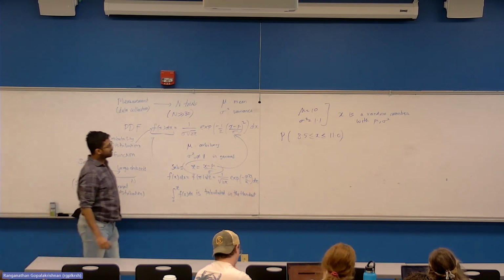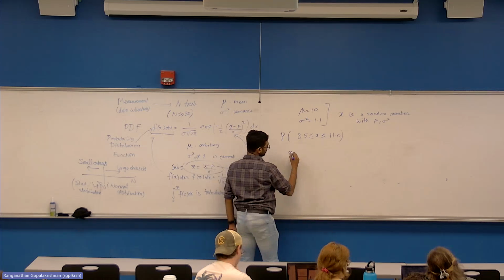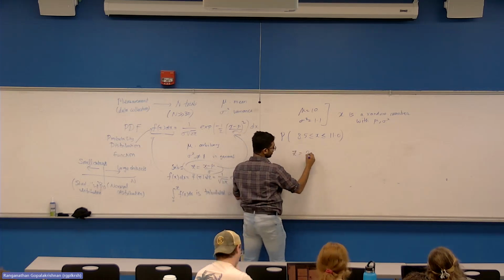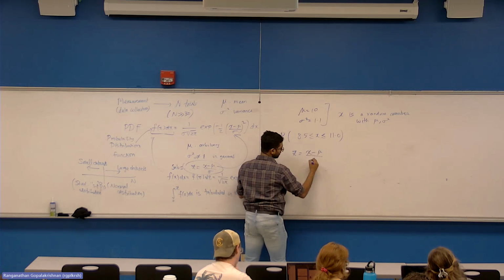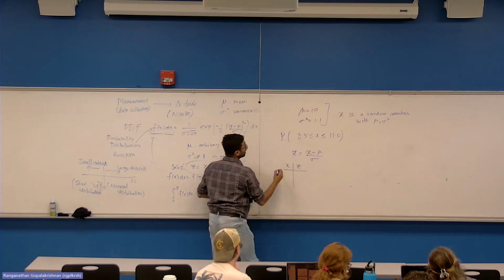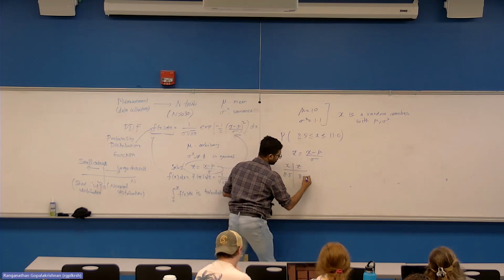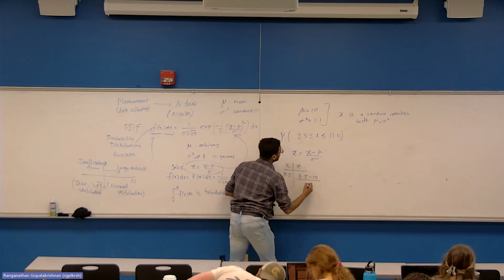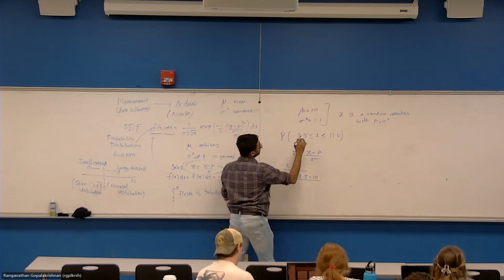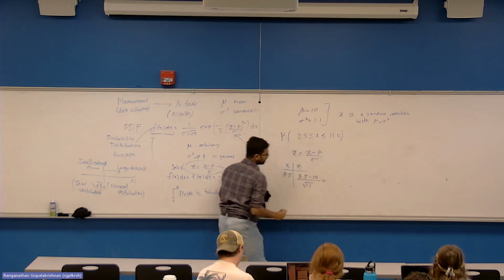So what do I do first? Introduce a new variable called z, which is defined as x minus mu divided by sigma. So you have to go from x to z. If x is 8.5, z is 8.5 minus 10 divided by sigma, which is square root of 1.1. Can you compute and tell me this number?